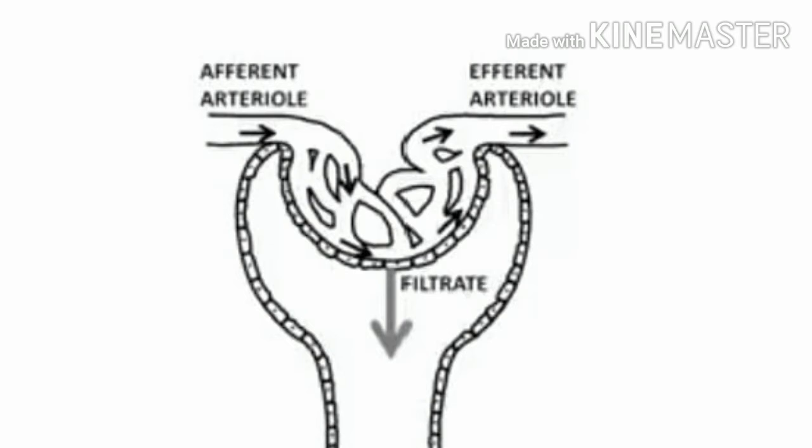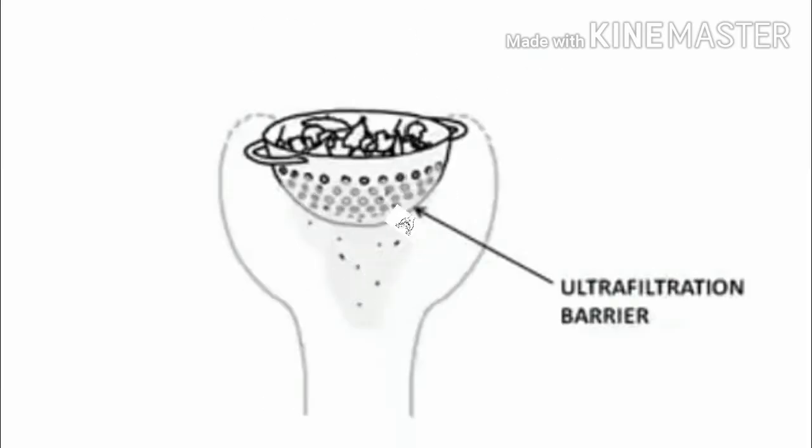As you have just seen in the diagram, one end of the glomerulus is attached to the renal artery or the afferent arteriole, and this brings dirty blood containing waste into the kidney. The other end of it joins with the renal vein or the efferent arteriole, which leaves with urea-free clean blood.